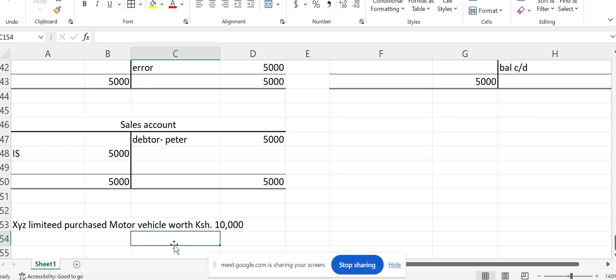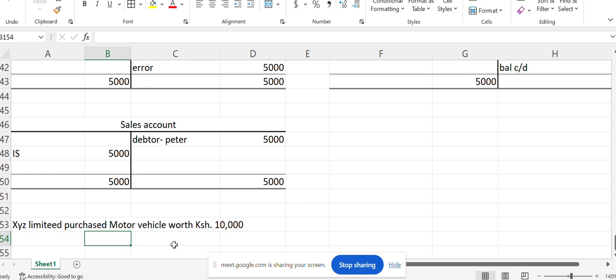The company account and the motor vehicle account. Motor vehicle account and the company account, XYZ Limited? No. Cash. Is it cash? Maybe cash account and motor vehicle. So to you it is cash account and motor vehicle account. Yes. Okay.